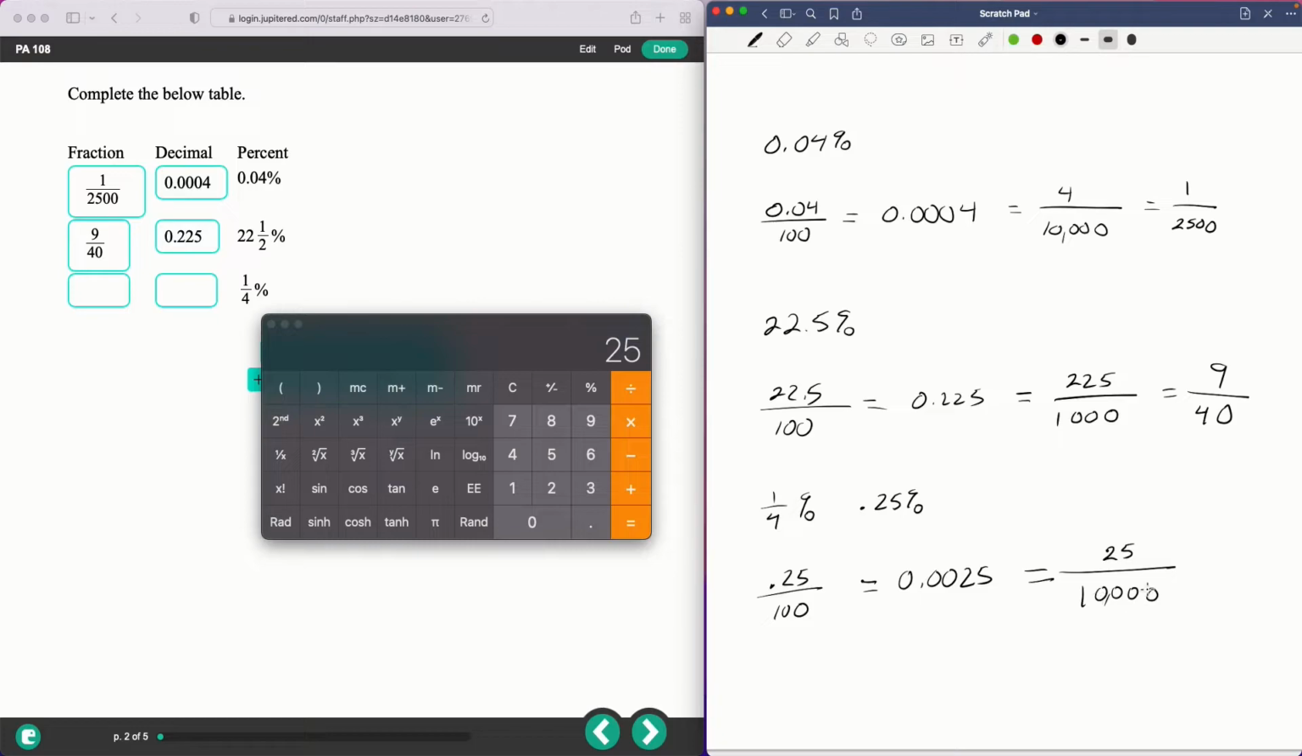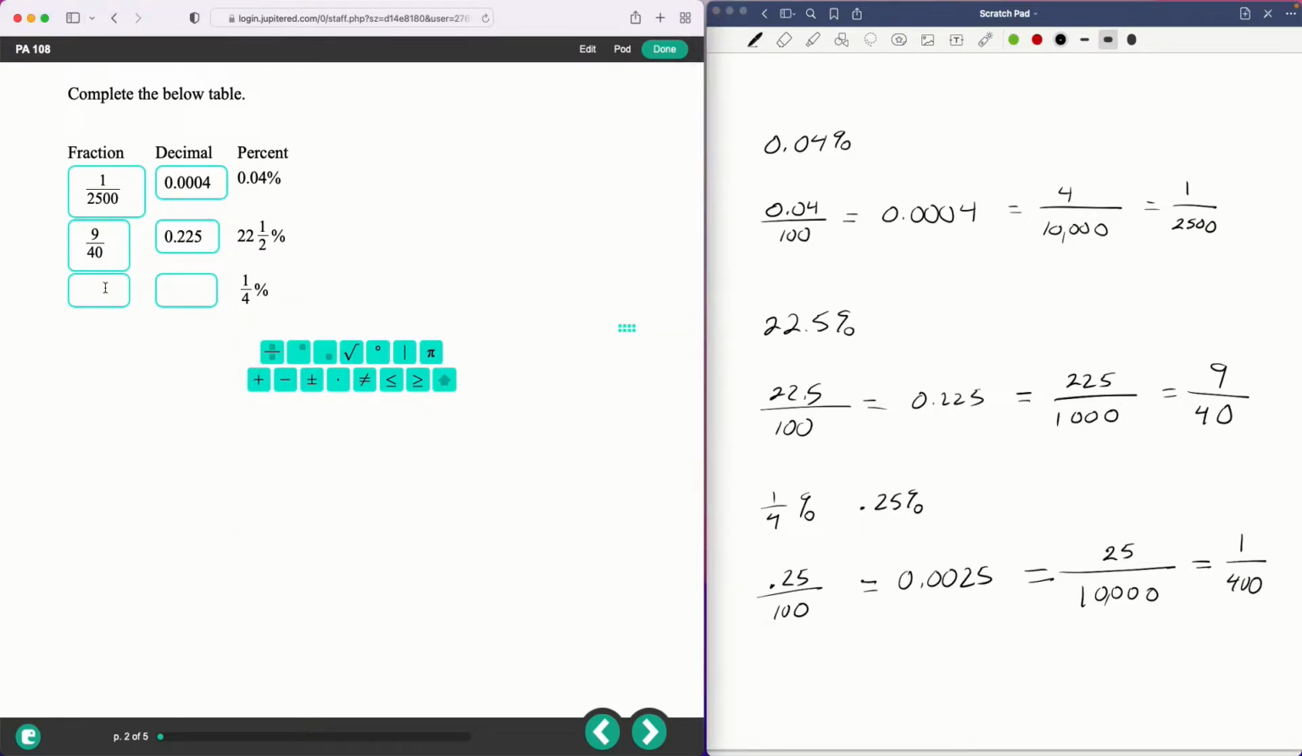Now, I know that both of those are reducible, so I'm going to divide both of these by 25. If I divide the top by 25, that gives me 1. And if I divide the bottom, it's 10,000 divided by 25. That's going to give me 400. So this is my reduced fraction.